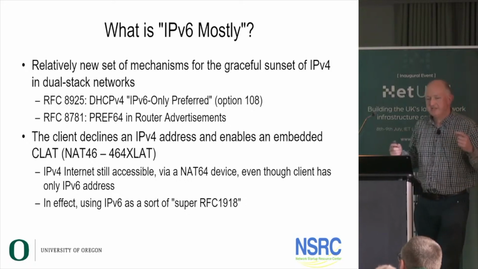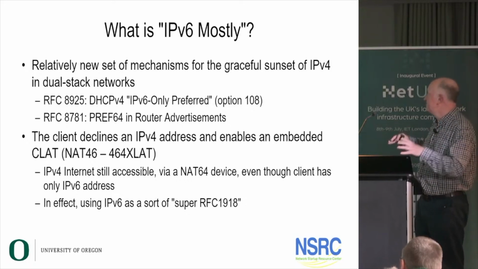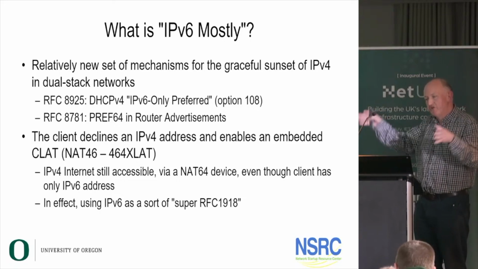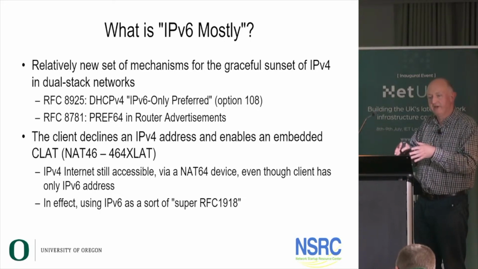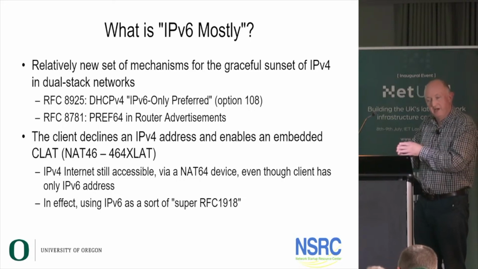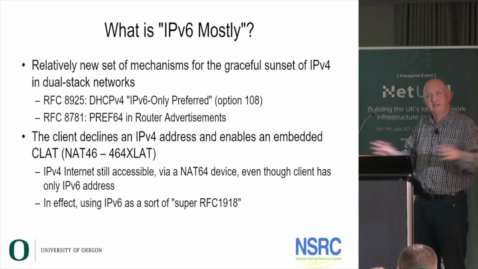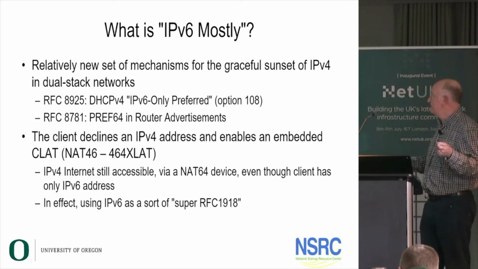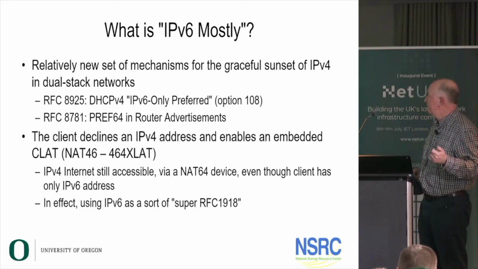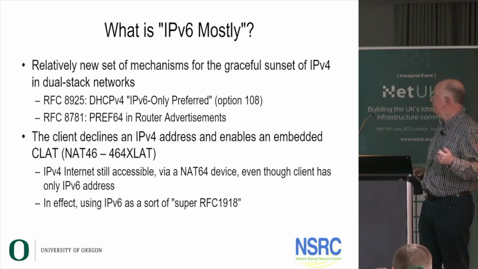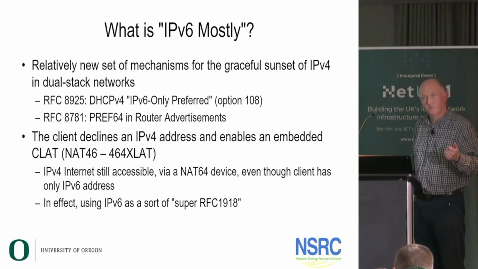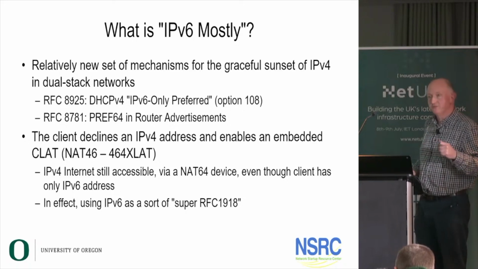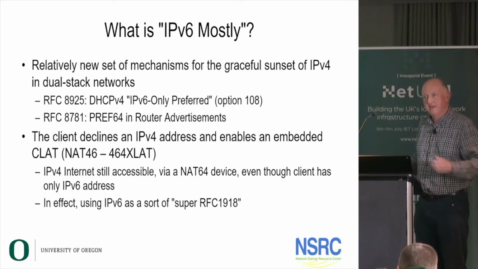So what's IPv6-mostly? Well, IPv6-mostly is a couple of mechanisms that have been introduced where you can gradually sunset IPv4 by reducing the amount of IPv4 on your network until eventually you end up with an IPv6 only network, but without needing any kind of a big bang to make that transition. And there are two important mechanisms here. One is the DHCPv4 option called IPv6-only preferred. It's option 108. And the other one is a new field in router advertisements called PREF64 for announcing the translator's prefix for NAT64.